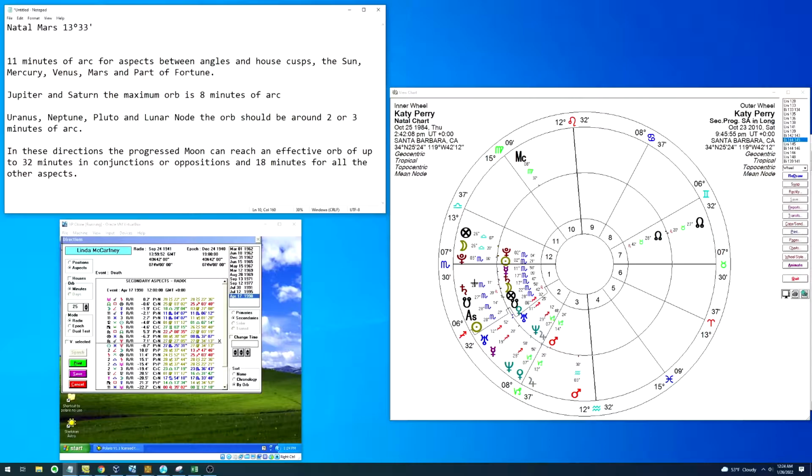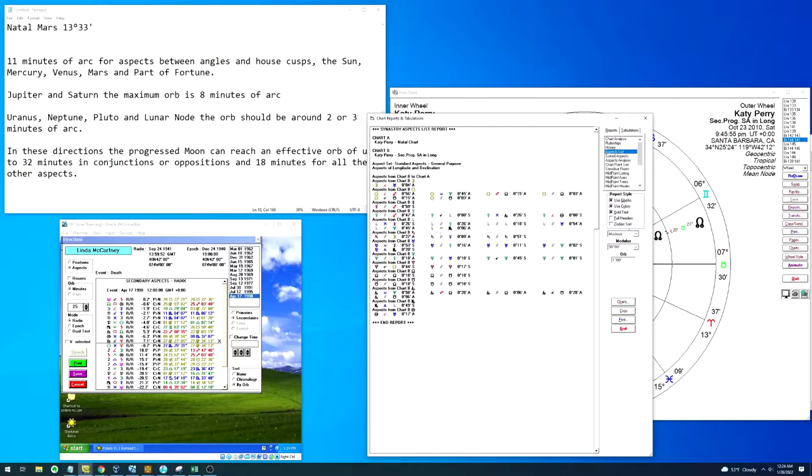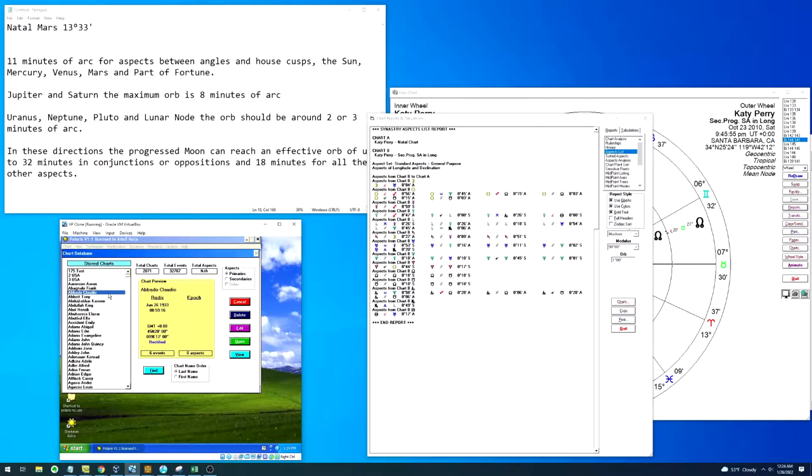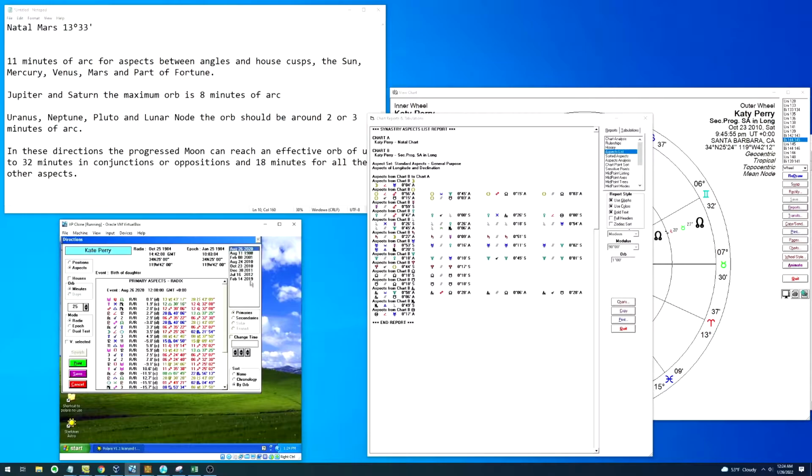Now let's just demonstrate here with Katy Perry. Date of marriage, this date here, Venus conjunct Jupiter, and our orb is below 11 minutes. And here we can see that it's 8 minutes of arc, and we can check it here.